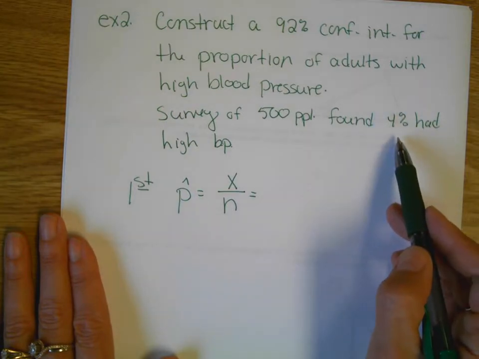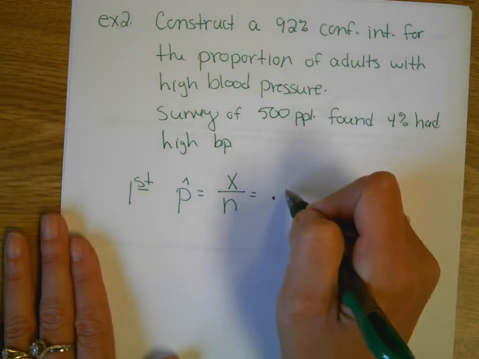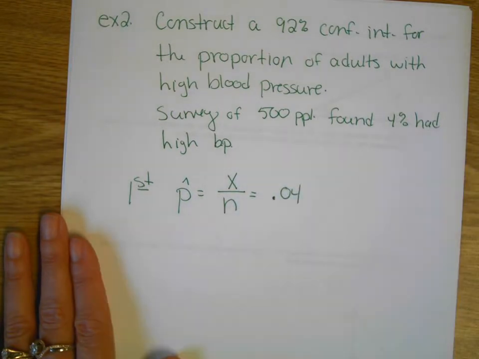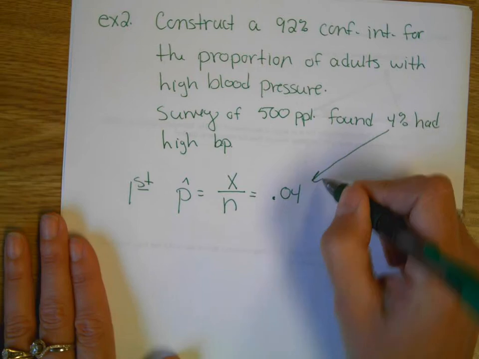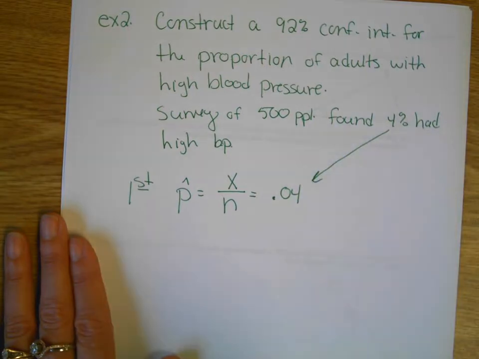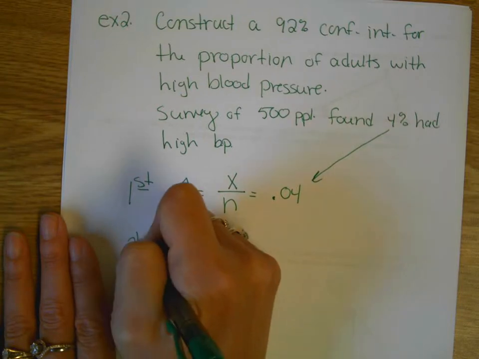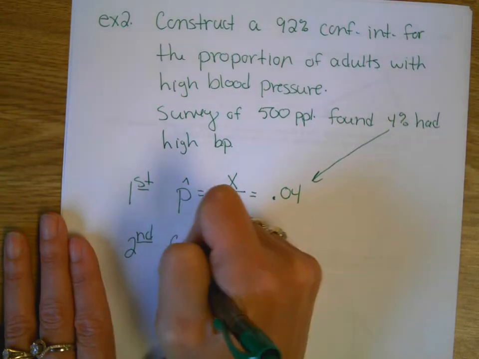So the p hat is 0.04, 4%. So that's what makes it a little different. It actually did the work for you. So now we have to check for normal.